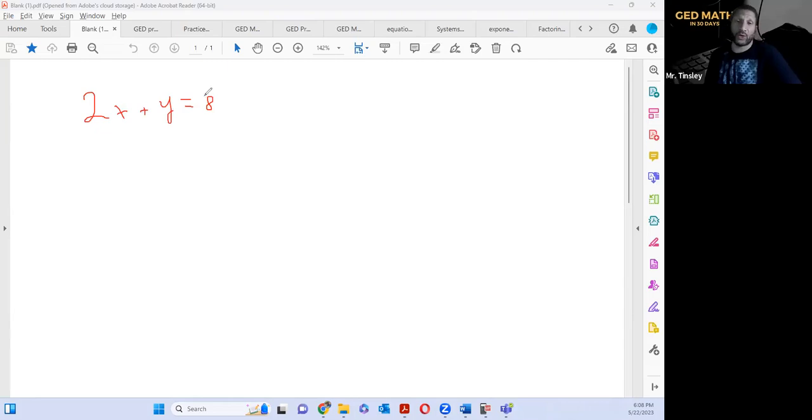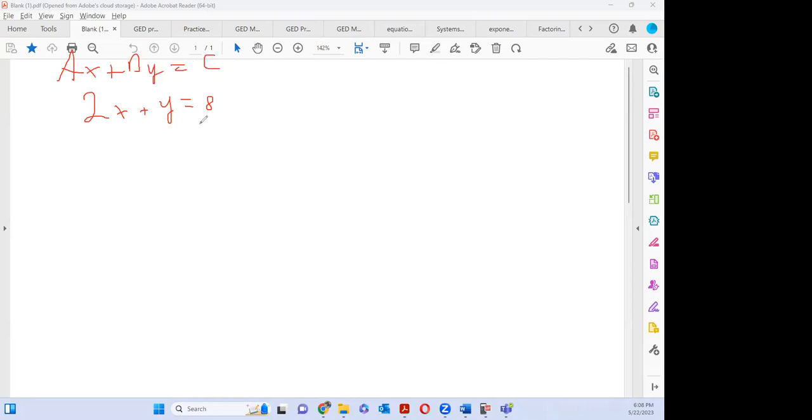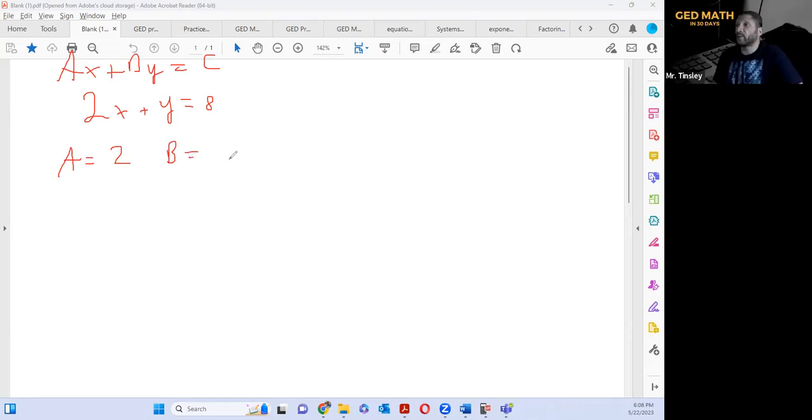Okay, so this is a linear equation. What you're trying to do is find either the slope or the y-intercept, so there are two things you can do. Right now this is in standard form. How do we know? Because ax plus by equals c. So you identify your a, b, and c. Your a is 2. Your b is 1. Your c is 8.